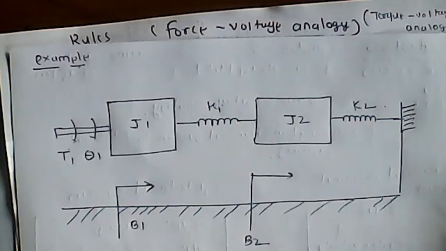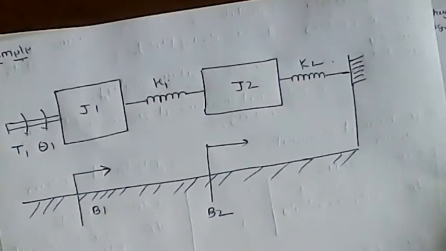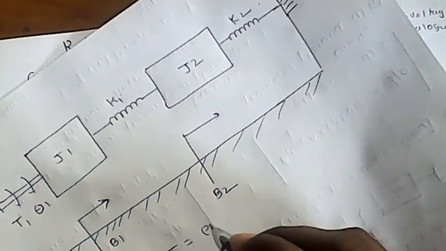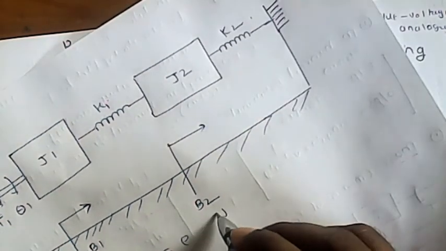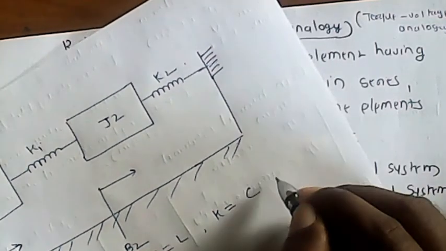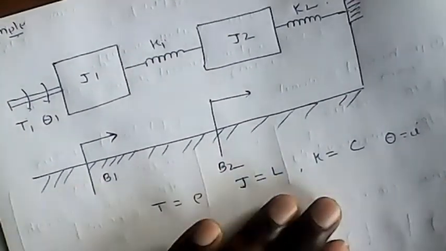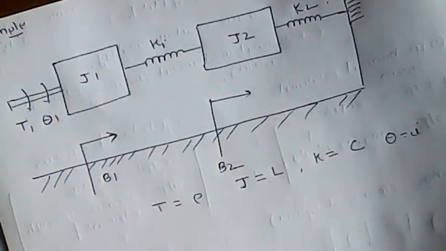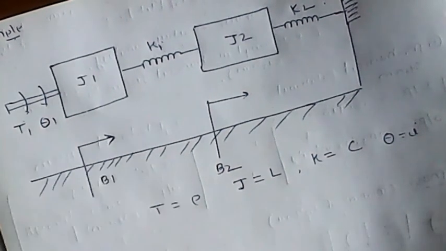First we draw as per the rules. We know that the torque is converted into electrical voltage, the mass is converted into an inductor, the spring constant K is converted into a capacitor, and theta is converted into electrical current. So these are the four basic parameters that are mapped when we convert a rotational mechanical system into an electrical system.